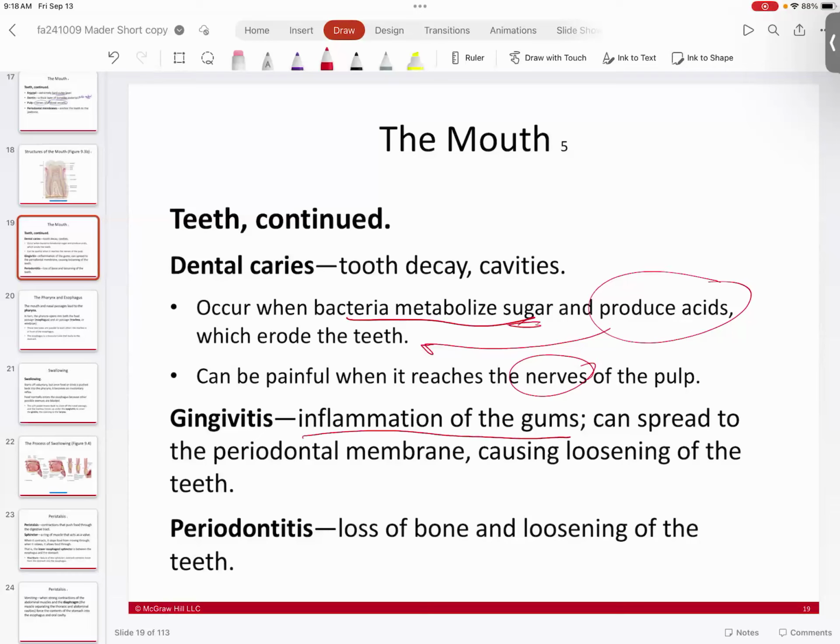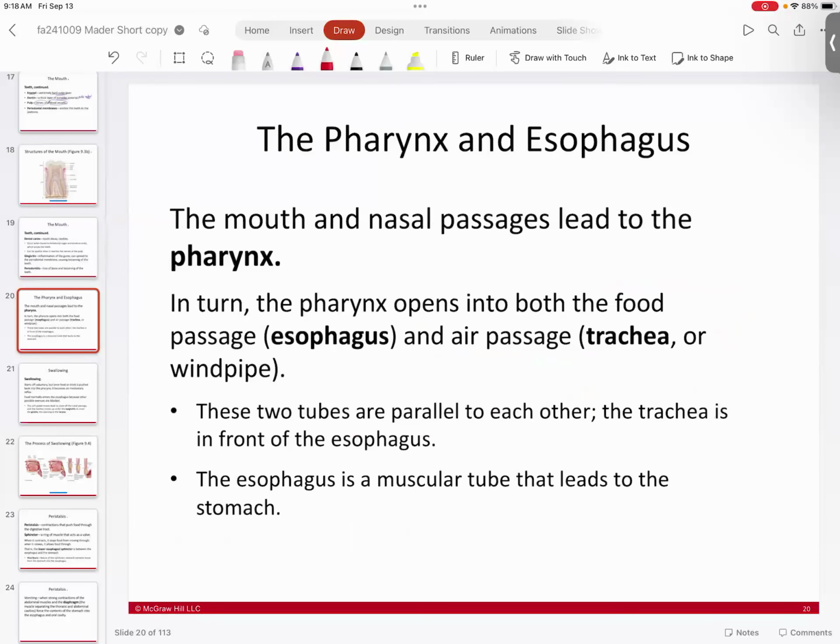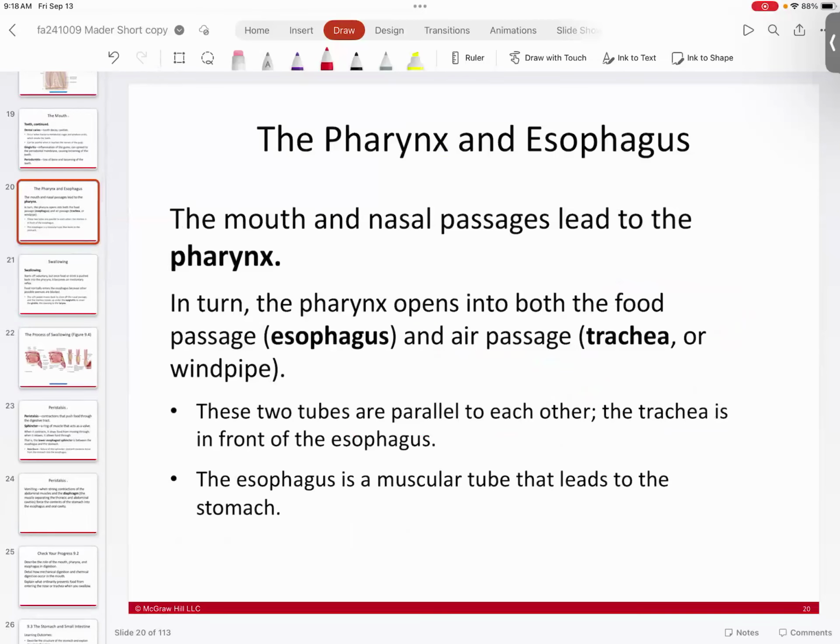Gingivitis is basically inflammation of the gums. Oftentimes it will cause wear and tear on the tooth and also loosening of the teeth. So you can lose the teeth through gingivitis, and periodontitis basically is the loss of the actual bone itself, and that'll actually loosen the teeth. So those are all different types of situations you can run into in the mouth and the teeth especially.